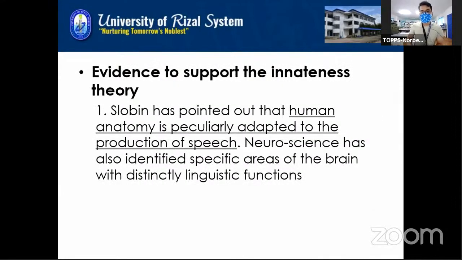So some evidence that support the innateness theory. So we have the first one is from Slobin. So Slobin has pointed out that human anatomy is peculiarly adapted to the production of speech. Neuroscience has also identified specific areas of the brain with distinctly linguistic functions. Totoo yan, di ba? There's a part of our brain that is actually used for our linguistic functions. If that particular brain will be affected, our speech will also be affected. Okay?